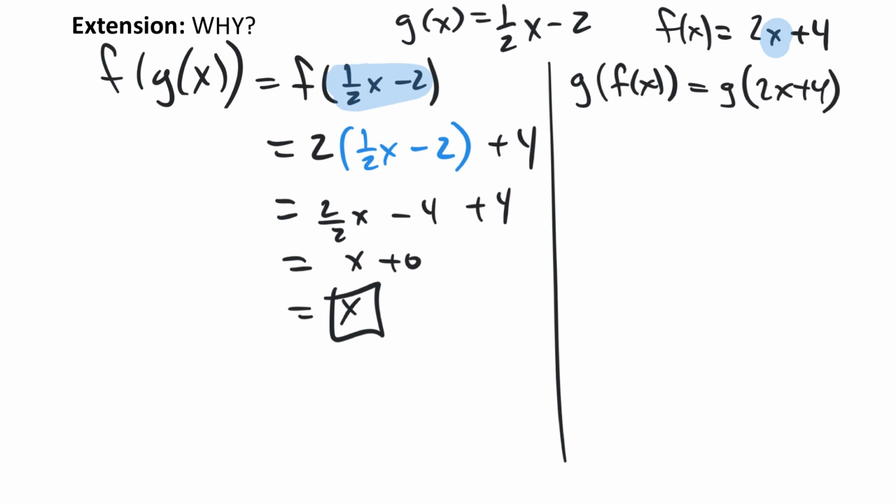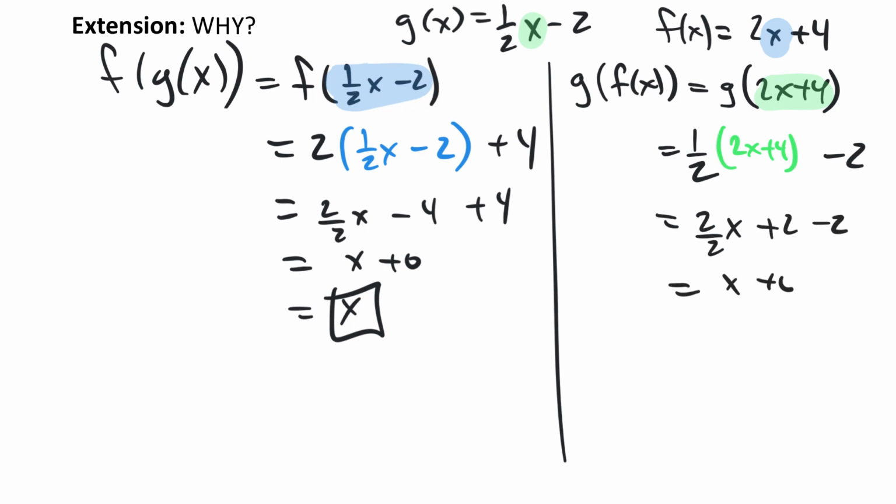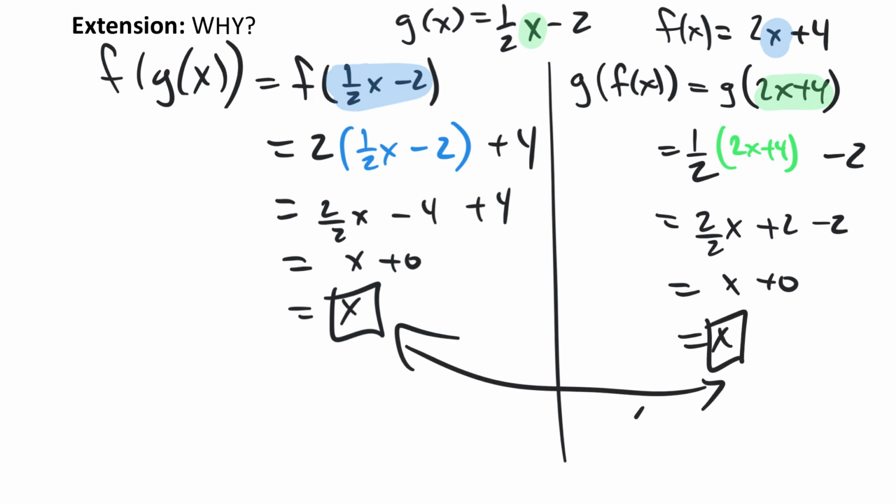In other words, everywhere we see an x, we replace it with 2x plus 4. Okay. So we would have 1/2 and a minus 2. And here we'd have a 2x plus 4. We've got to distribute that 1/2. That becomes 2 over 2, x plus 2, minus 2. So that's just x plus 0. So that just gives you x. And these are the same.